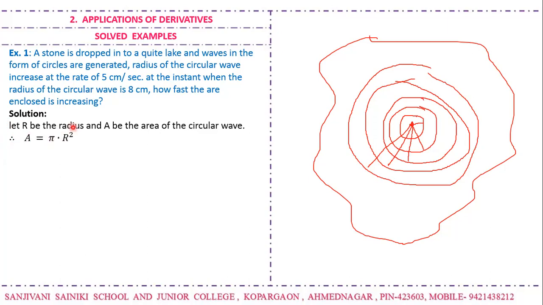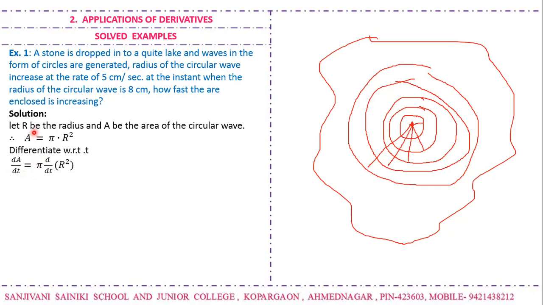Let R be the radius and A be the area of the circular wave. Okay, R is the radius and A is the area of that particular circular wave. So A is equal to pi R square. This is the formula. Differentiate with respect to t.